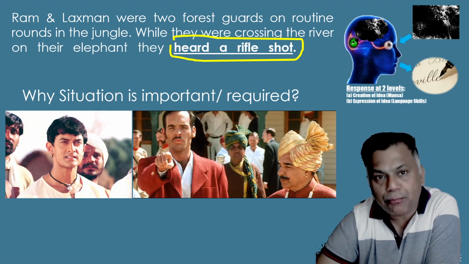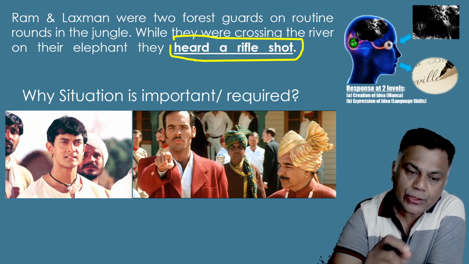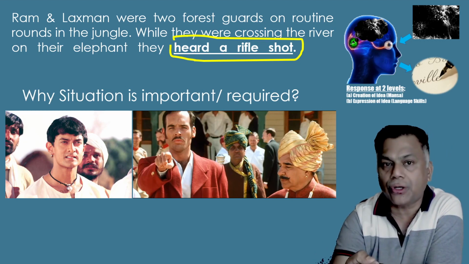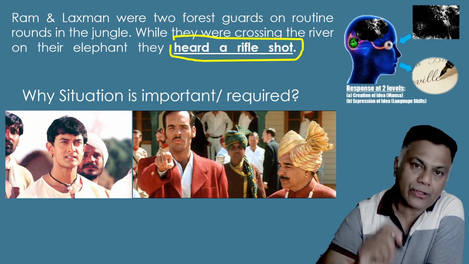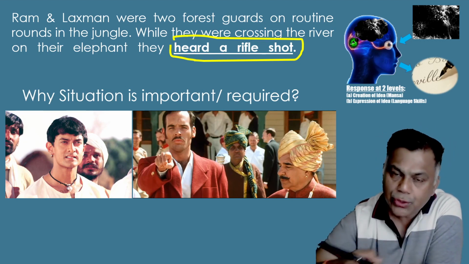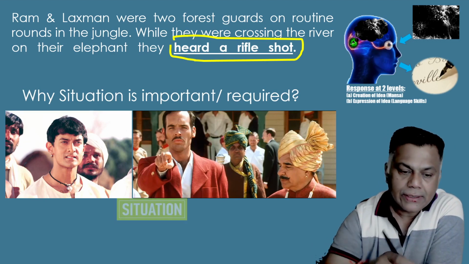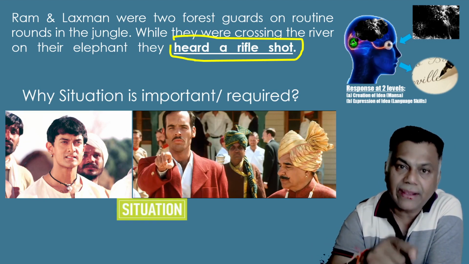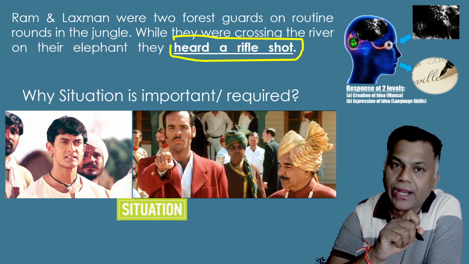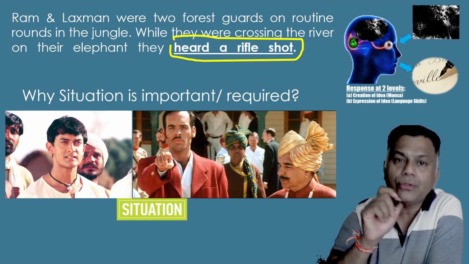So the situation is important. In this case, accepting the condition is equivalent to the rifle shot in the jungle while they were crossing the river. If no rifle shot, the story remains routine. So that was the situation to be handled in the movie, and this is the situation to be handled in this TAD story. So situation is important.